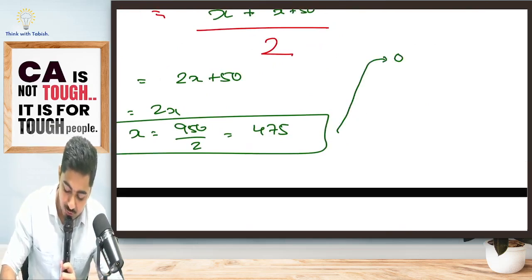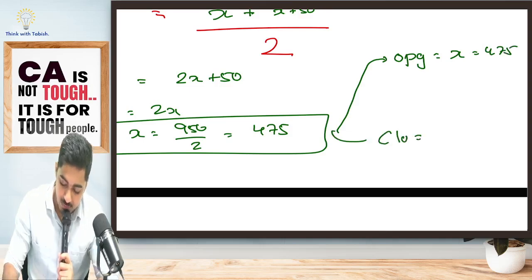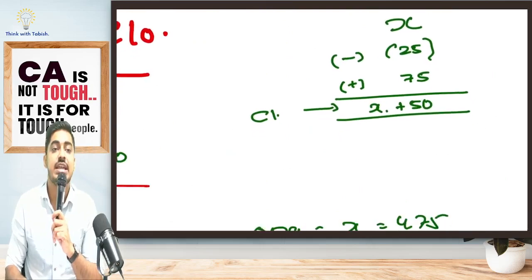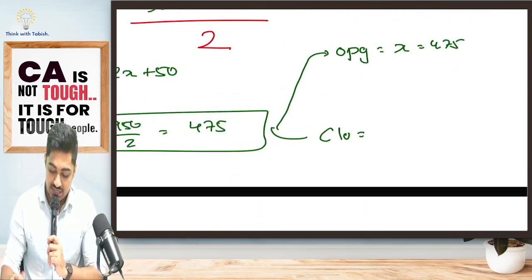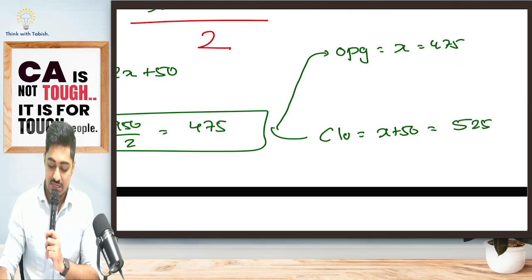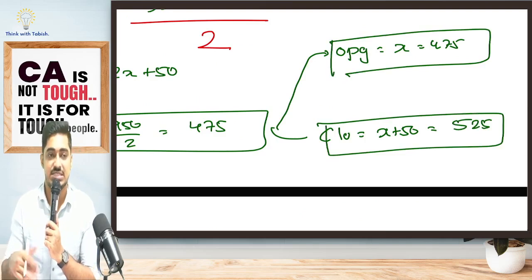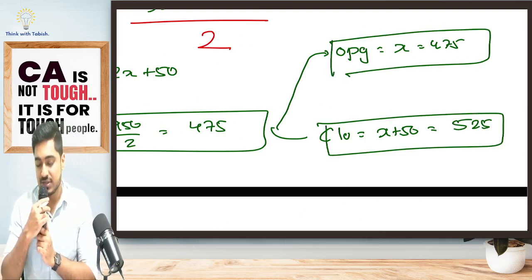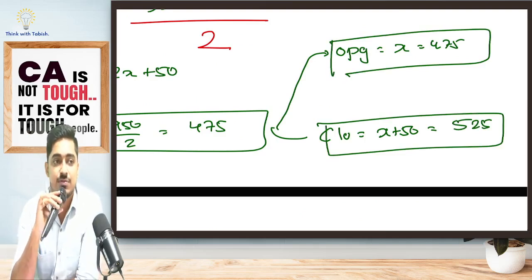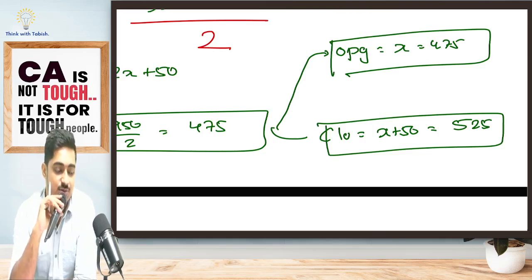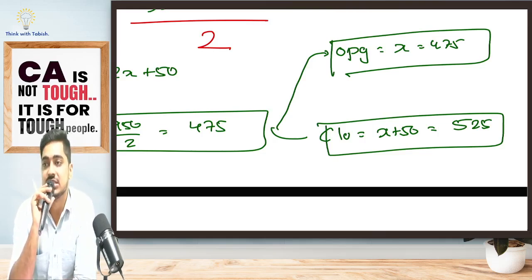Therefore, opening number of employees is equal to X is equal to 475. Closing number of employees. What is closing employees? It is X plus 50. 475 plus 50. It is 525. Is this clear, everyone? This is never asked till now in any examination, but still, just for some fun, we did this one as well. Is this clear, everyone? Yes or no?